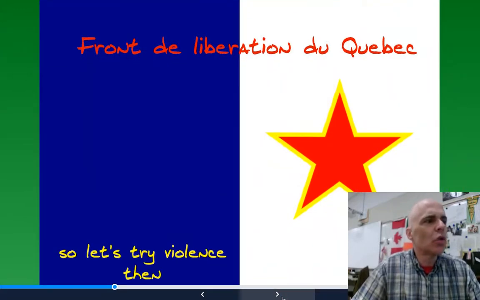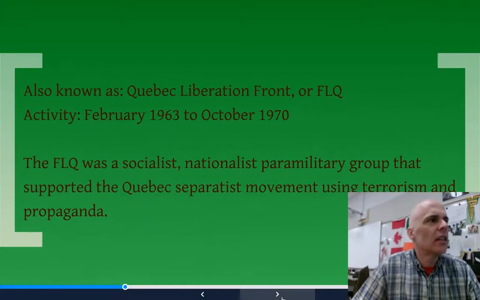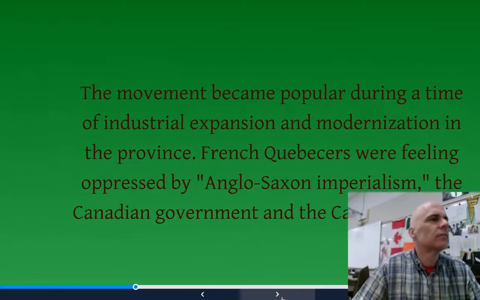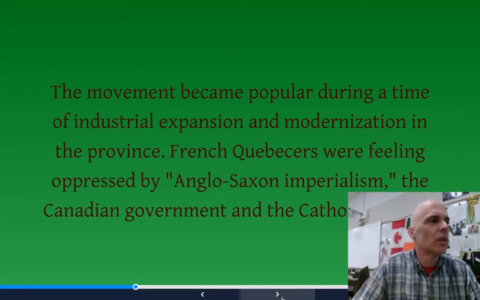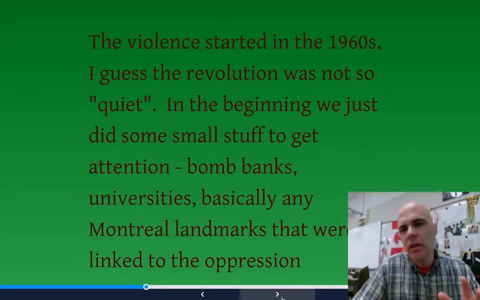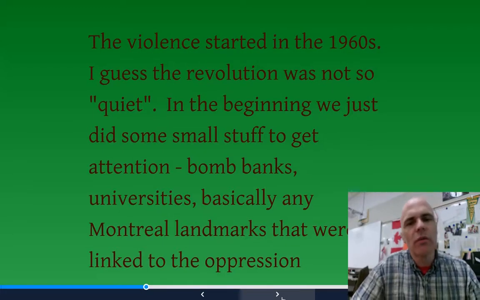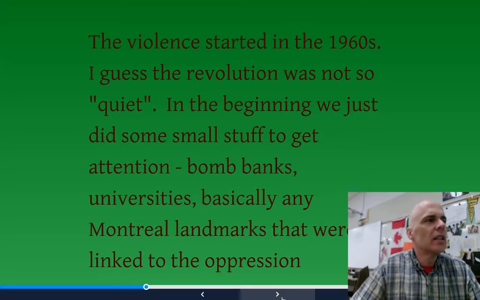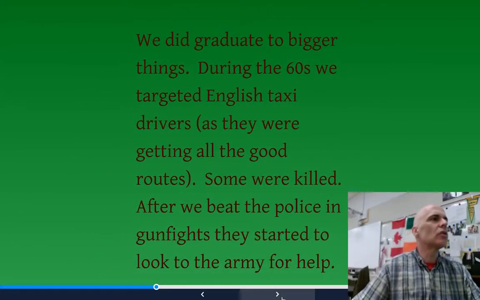So they created the Front de Libération du Québec. So let's try violence. And they looked for inspiration by becoming a paramilitary, Marxist, separatist, terrorist group. They'll train with the Algerians, they'll train with the Vietnamese, they'll train with the Cubans, and they're looking to decolonize from Anglo-Saxon imperialism and Catholicism that had betrayed them, because the Catholic Church is often seen as a part of the French culture.